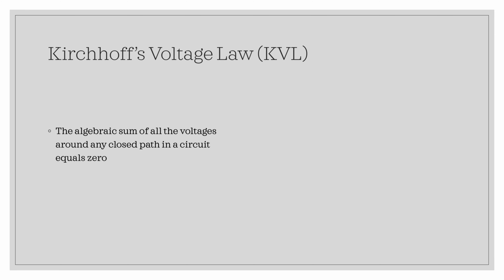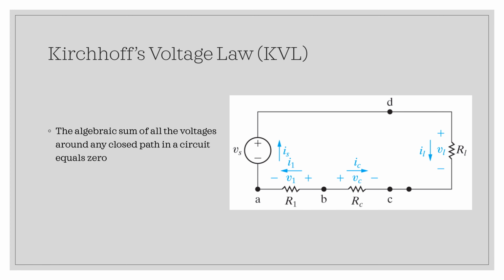Kirchhoff's voltage law states that the algebraic sum of all the voltages around any closed path in a circuit equals 0. Let's look at this circuit. We have one closed loop. According to Kirchhoff's voltage law, we can sum up the voltages across each element and set the sum total to 0.